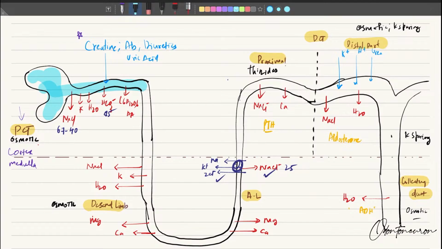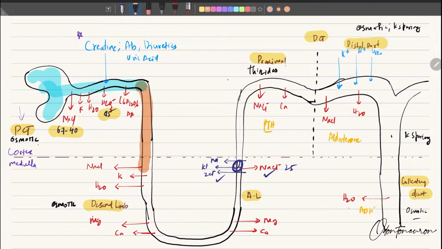So that's why people say PCT is the highest site of reabsorption. PCT has the highest reabsorption of sodium chloride, around 67 percent, right? It also has the highest reabsorption of HCO3 minus, which is around 85 percent. So this is our PCT. From PCT it just descends down.